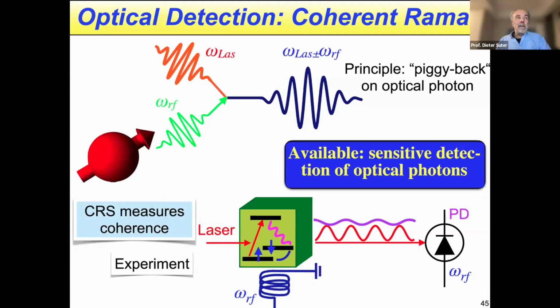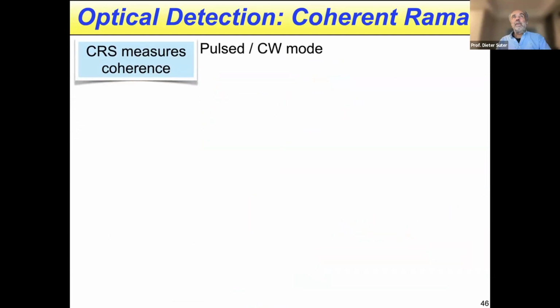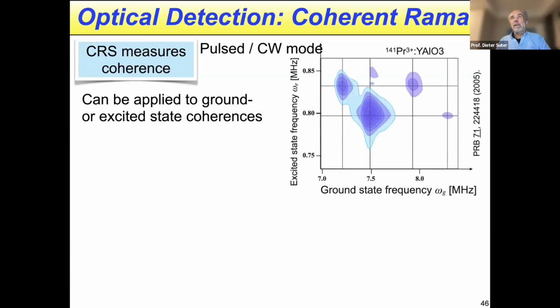This is called coherent Raman spectroscopy, and it measures coherence. It has a number of interesting properties. For instance, you can use it not only in CW, but also in pulsed mode, and you can use it not only in the ground state, but also in the electronically excited state. And I have here an example where we compare, for a specific nuclear spin, the transition frequency of the spin in the ground state with the corresponding transition in the electronically excited state.